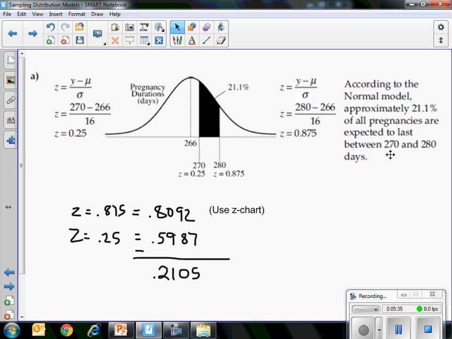So then we write our sentence. According to the normal model, approximately 21.1% of all pregnancies are expected to last between 270 and 280 days.